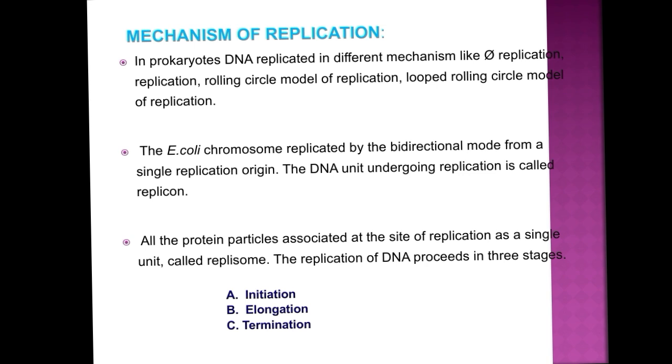Next one is mechanism of replication. Prokaryotic DNA replication occurs by different mechanisms like theta replication, the rolling circle model, and the looped rolling circle model of replication. The E. coli chromosome is replicated by the bidirectional mode from a single replication origin. The DNA unit undergoing replication is called a replicon. All the proteins associated at the site of replication as a single unit are called the replisome. The replication of DNA proceeds in 3 stages: initiation, elongation and termination.